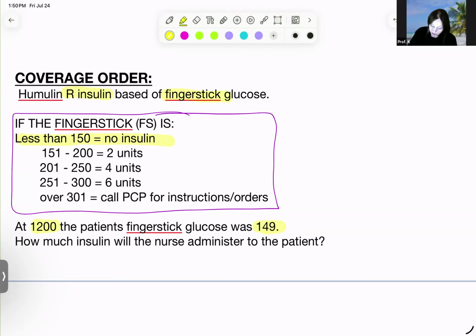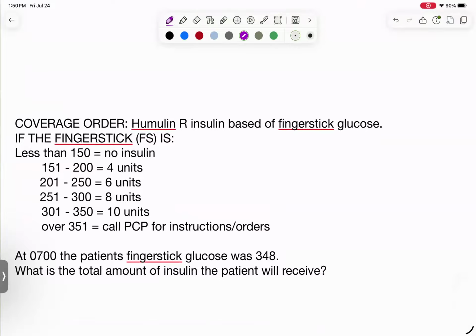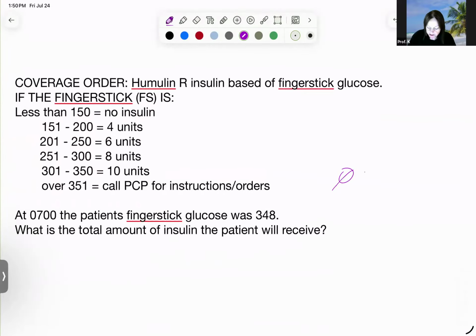So how much insulin will the nurse administer to the patient? None. It's not a trick. None. So in this example, you're going to give no insulin. Just write no, not zero. Yeah, you can write 0. I would accept 0 insulin.